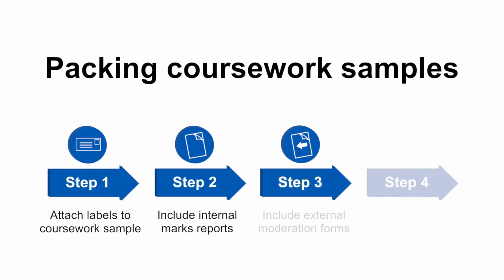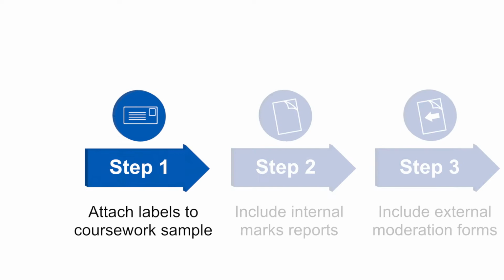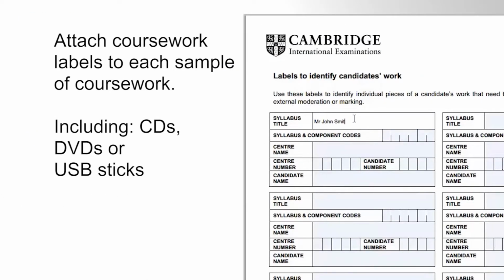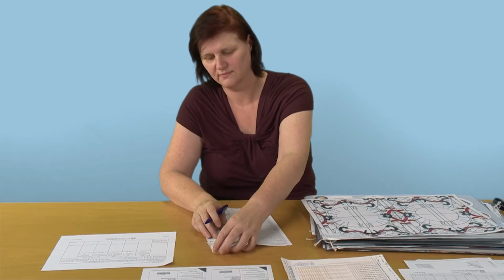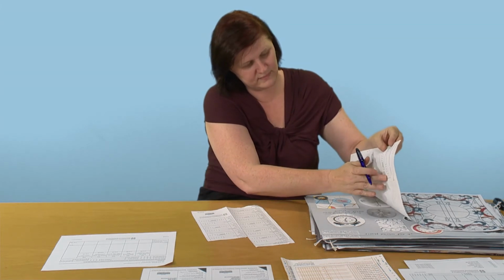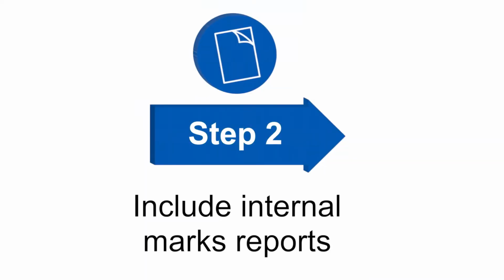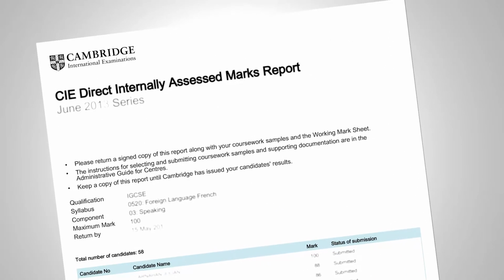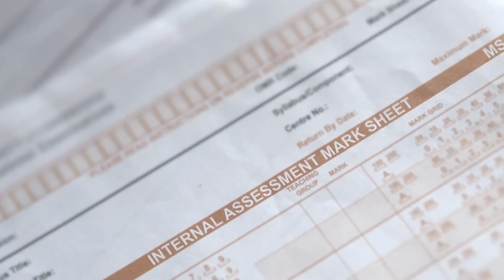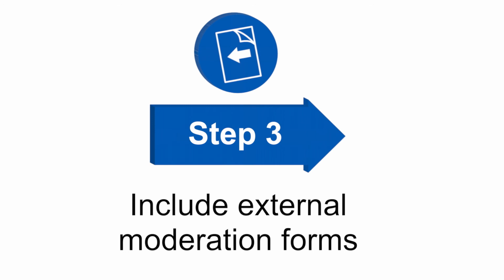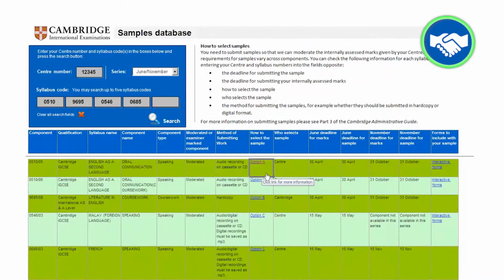Packing coursework samples. To pack your coursework samples, you must attach the coursework identification labels to each sample of coursework. For artwork, attach the coursework identification labels to the back of the piece of art. Put a copy of the internally assessed marks in with your samples. This can be the report from CIE Direct or the second copy of the internal assessment mark sheet. Include any external moderation forms completed by the teacher who carried out the assessment.